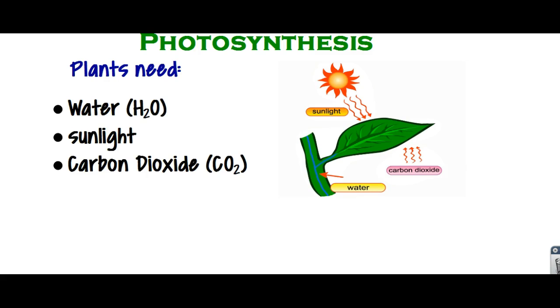Also notice that oxygen is not on the list. Plants need oxygen to survive. They use it to break down their food, but they do not need oxygen to make their food. Plants don't use oxygen when they are carrying out photosynthesis. So plants need sunlight, water, and carbon dioxide gas to do photosynthesis.